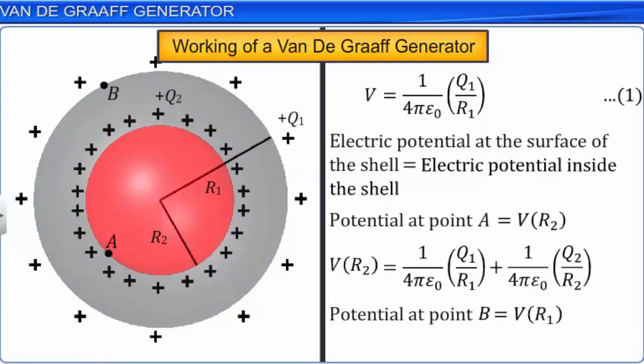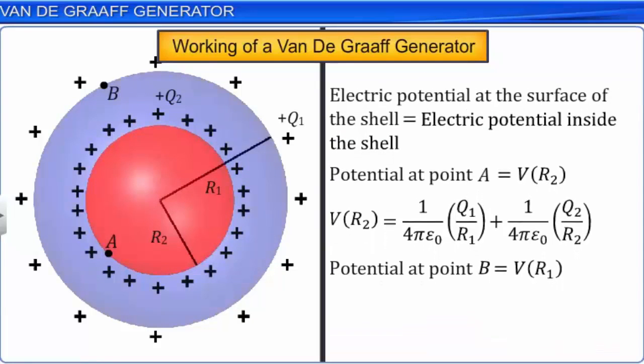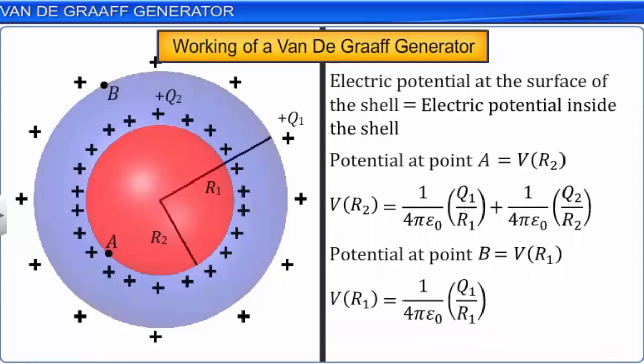Hence, VR1 is equal to 1 by 4 pi epsilon naught Q1 by R1 plus 1 by 4 pi epsilon naught Q2 by R1. Here, 1 by 4 pi epsilon naught Q1 by R1 is the potential due to the charge on the outer sphere. And 1 by 4 pi epsilon naught Q2 by R1 is the potential due to the charge on the inner sphere.